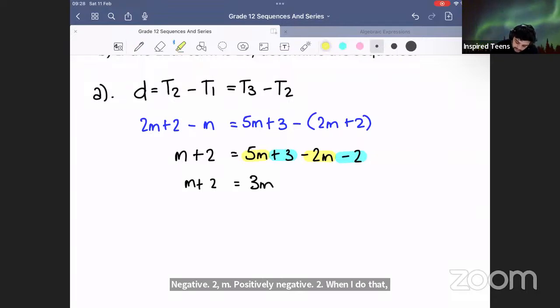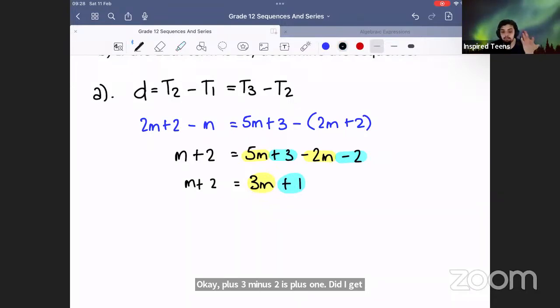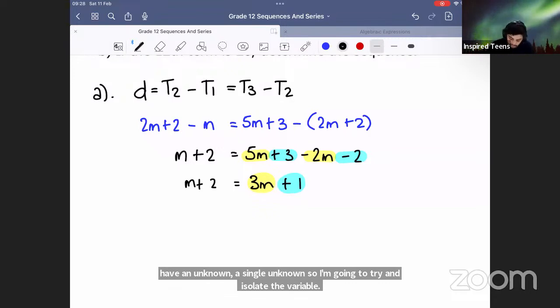How did I get that? The yellow. Plus 3 minus 2 is plus 1. How did I get that? The blue. Now this is the basic grade 8 equation where I have a singular unknown. So I'm going to try and isolate the variable, leave the variable on one side, leave the other values on the other side, and solve for the variable.